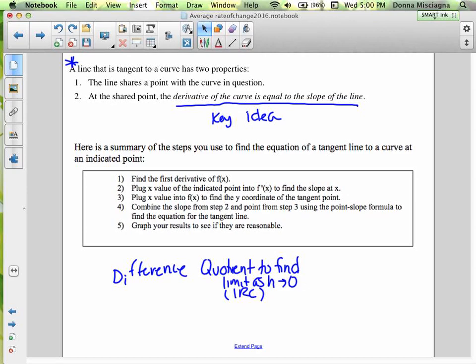So here's the summary. I'm going to stop at this point and pick up on Tuesday, and we're going to look at equations of tangent lines for curves. This is just a very brief introduction to it. We have many more things to come back to, particularly that number 2 there, the derivative of the curve is equal to the slope of the line. We're going to talk a lot more about that in this lesson and an upcoming lesson.